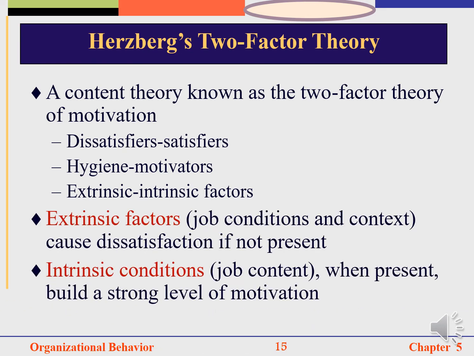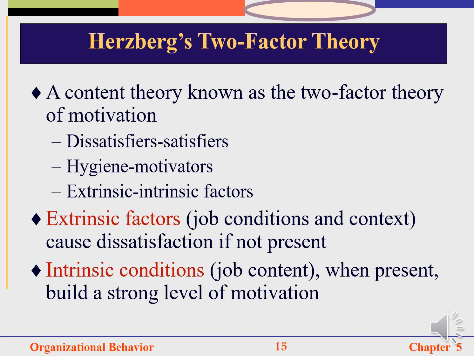So according to the theory, there are two different factors. Some are extrinsic factors, and as I mentioned, these are hygiene and dissatisfiers, like the job conditions and the job context, environment, surroundings, and these factors cause dissatisfaction if not present. If these factors are absent, then they will cause dissatisfaction. There is another group of factors called intrinsic, and as I said, intrinsic are motivators and satisfiers, like the job content, the activities, the tasks the individual performs in the workplace. When present, they build a strong level of motivation. This is why you call them motivators.